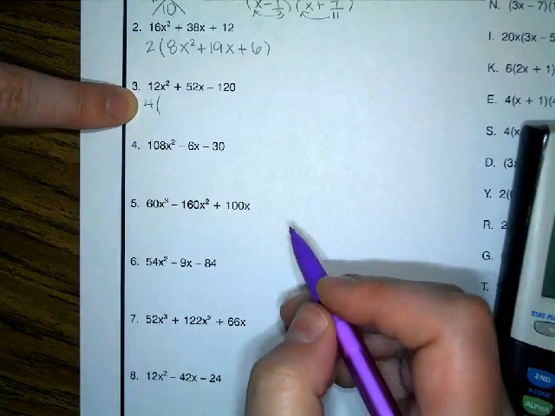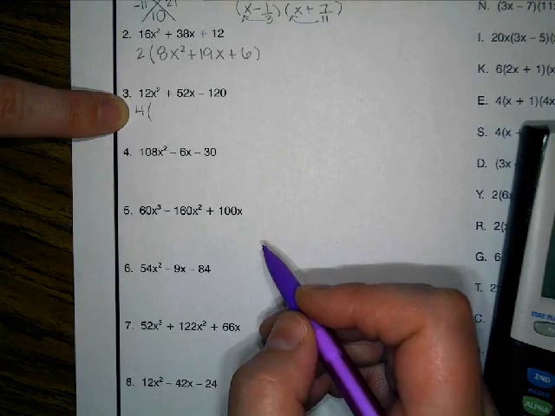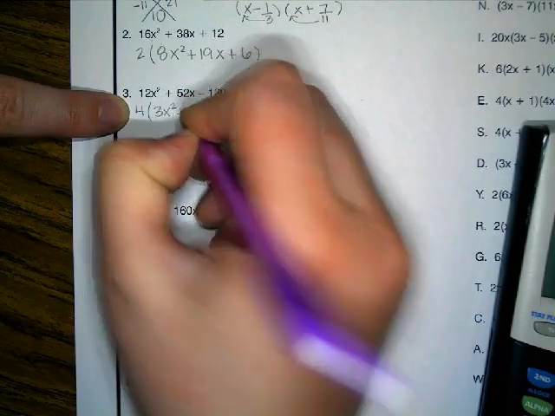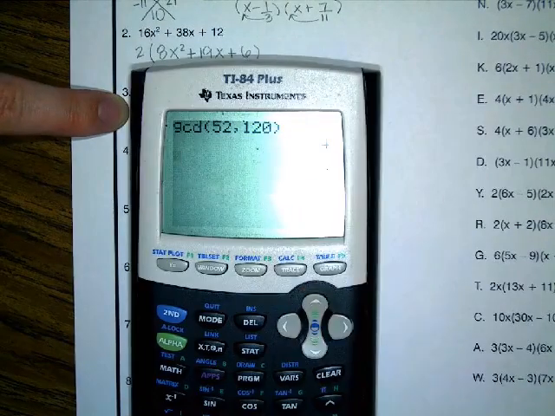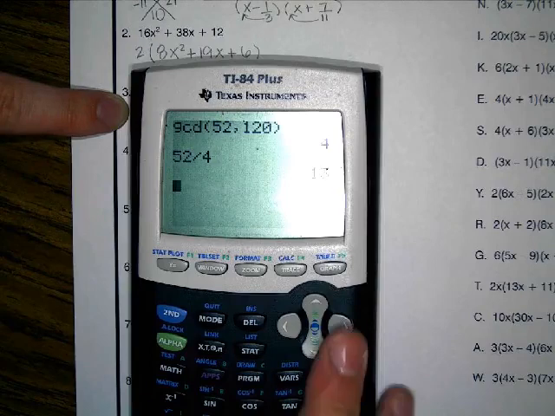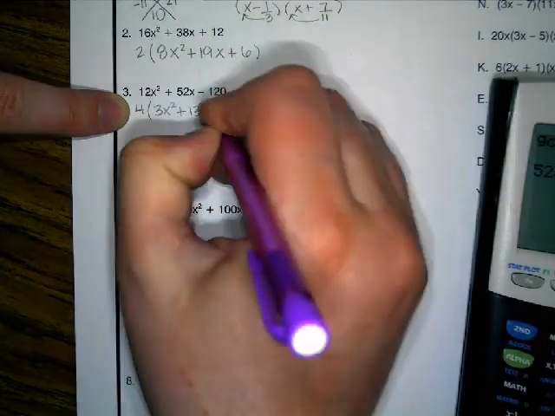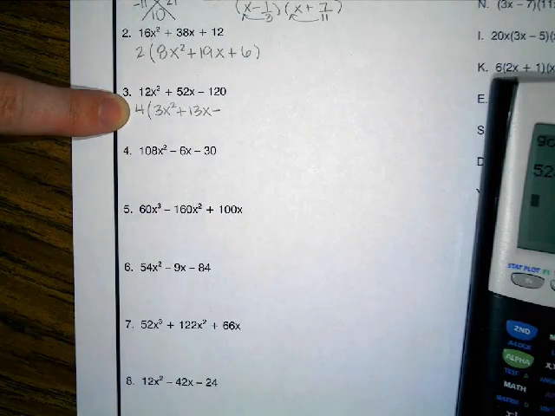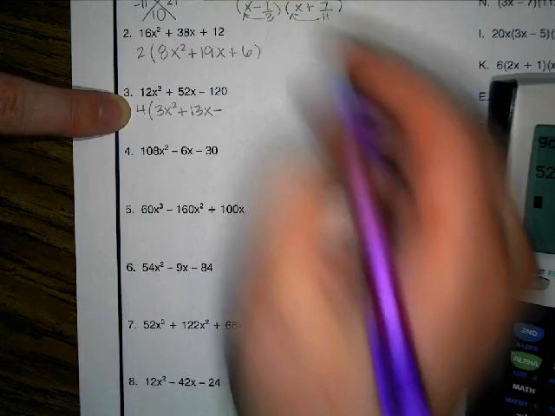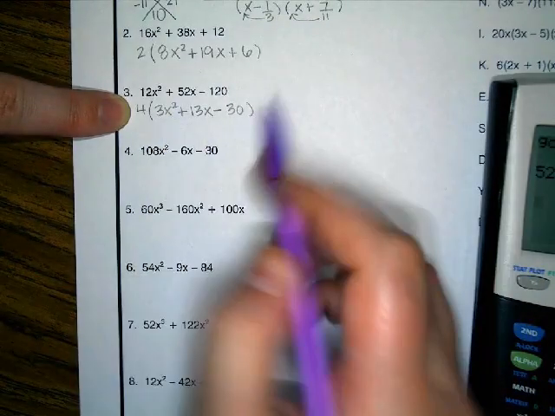12 divided by 4 is 3, so 3x squared. 52 divided by 4 is 13. 120 divided by 4 is 30. Okay, those look like some good numbers, so let's try the next one. Let's take the GCF out.